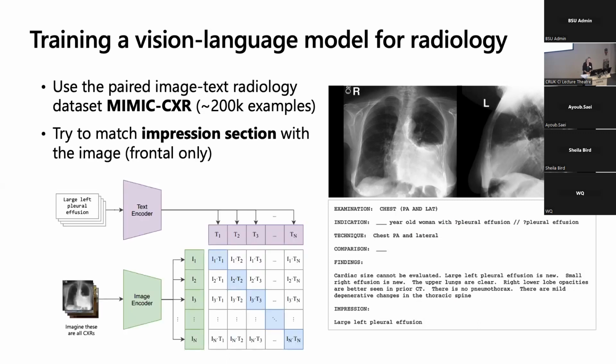So what we're trying to do here is we're actually using the impression section. This is the closest thing to a caption that the image has, and we're trying to match it with the image. So I've taken the diagram we had before. Instead of pictures of puppies, we have chest X-rays with the impression section, and we train a model very much like you would train a CLIP model.